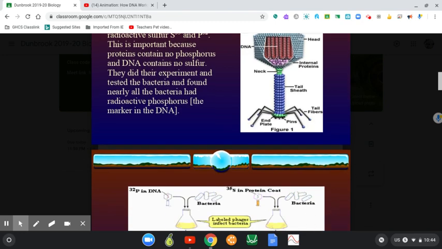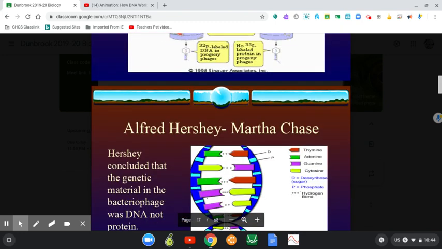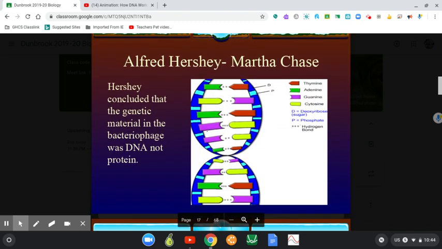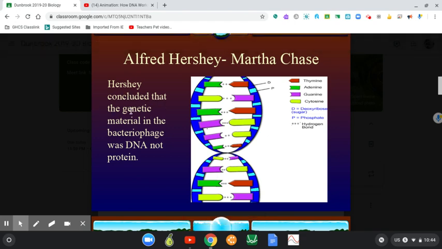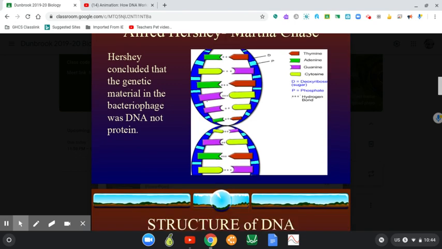Okay? And scroll up a little bit. So Hershey and Chase, this is a big concept here, concluded that the genetic material, the stuff genes are made of, is DNA, not protein. Very, very important concept. Okay?